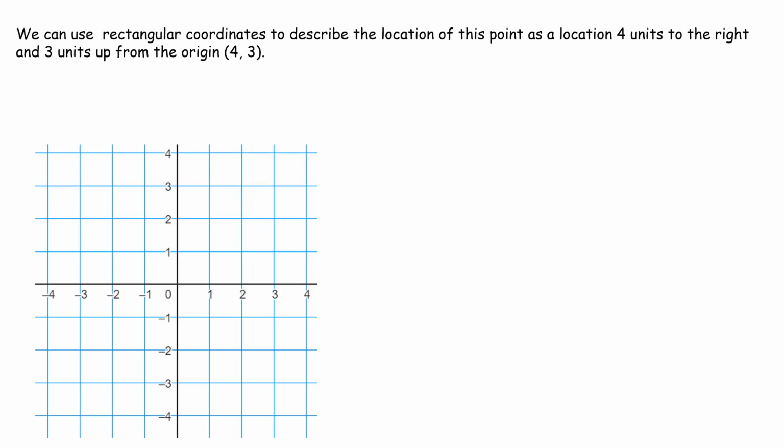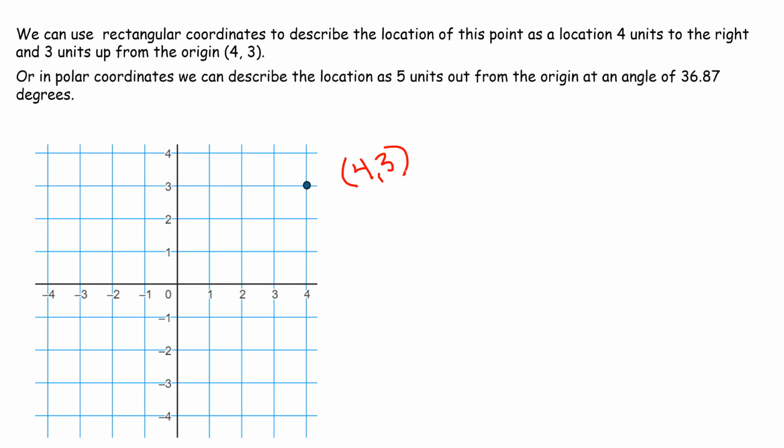We know that we can use rectangular coordinates to describe the location of a point. As a location, this particular point is 4 units to the right and 3 units up. We would have the rectangular coordinates 4, 3. We have learned another way to locate a point in the plane, and that is by using polar coordinates. To do that, you say how far out from the origin you go, which in this case is 5 units out from the origin, and the angle is going to be 36.87 degrees. And we would use polar coordinates that way to tell someone how to get to that point.